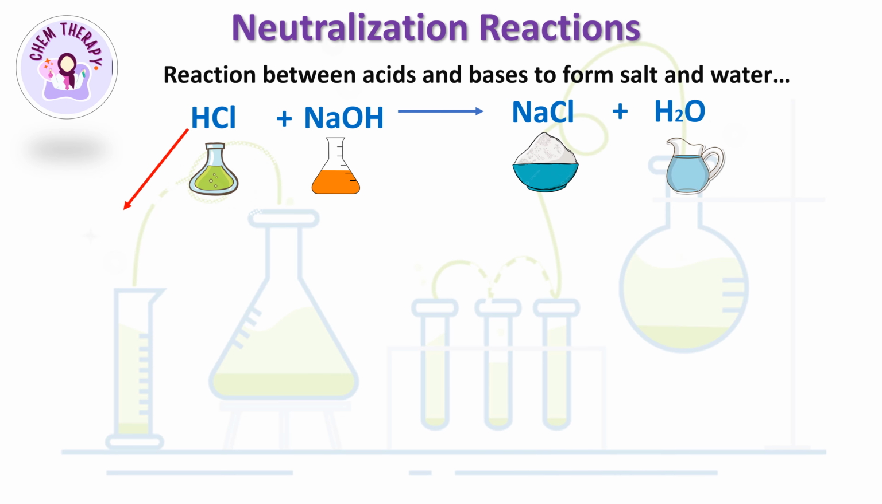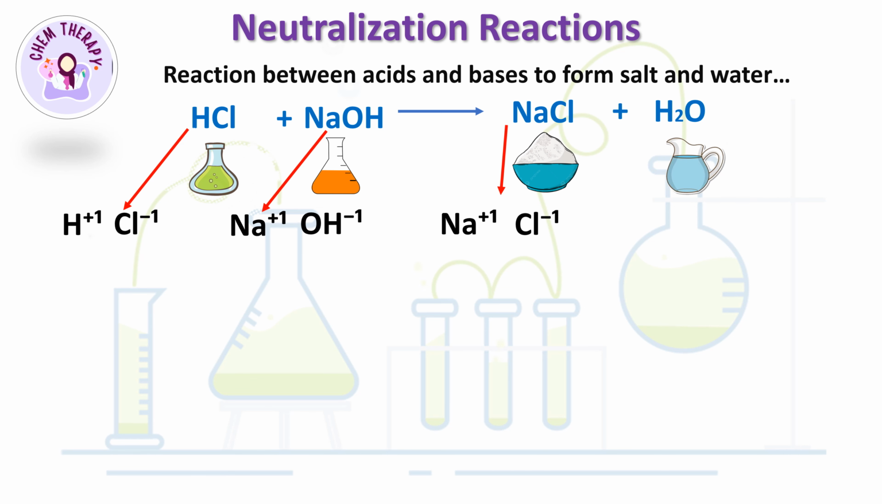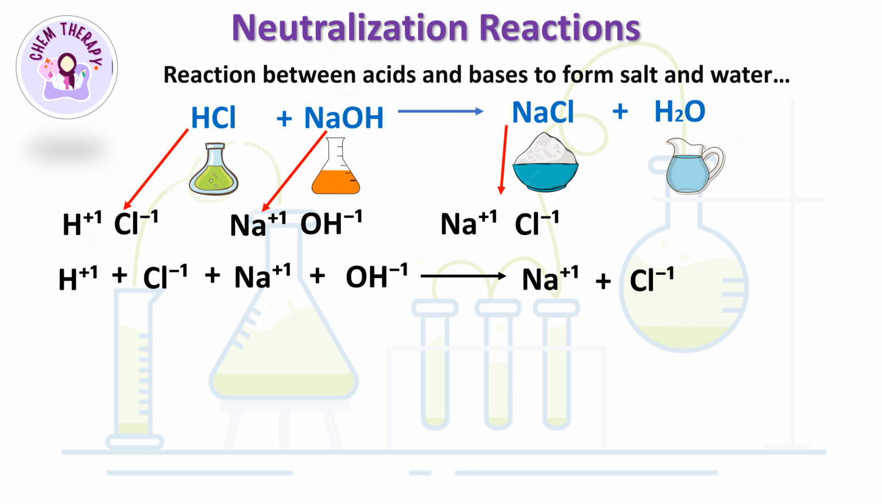As HCl is a strong acid, it completely dissociates into its ions, hydrogen ion and chloride ion. Similarly, NaOH, being a strong base, completely dissociates into sodium ion and hydroxide ion. NaCl is in aqueous solution. It will also dissociate into sodium ion and chloride ion. Writing the net equation for this reaction: hydrogen ion plus chloride ion plus sodium ion plus hydroxide ion goes to form sodium ion plus chloride ion plus water.